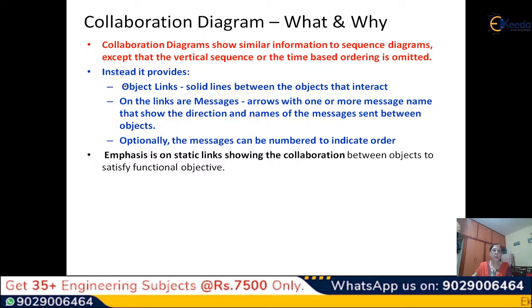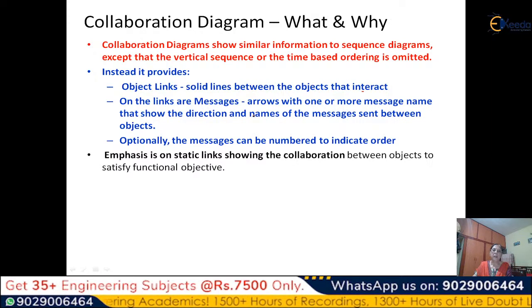Here it will provide object links, solid lines between objects that interact. We will not show those dashed lines. We will not have those arrows. It will just be lines. On the links are the messages. You can put some arrows if you want; arrows are optional.